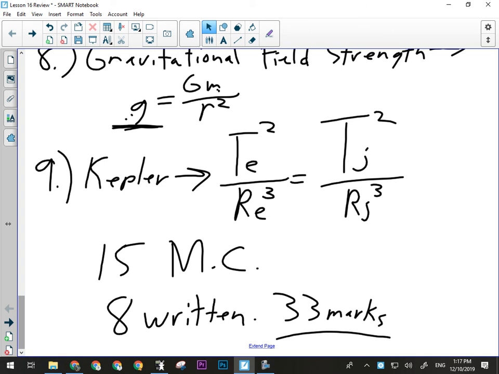So this is the shortest test that you have written for me. Only 15 multiple choice, and there's only 33 marks in the written, so it's out of 48. I think your next shortest one was like 60. So this test is shorter than the others. Do not take it lightly, however. You should do well on this test. You should do better on this test than you did on the first 2. But don't take that to mean, Coderre said this test is easy, so I don't have to study.